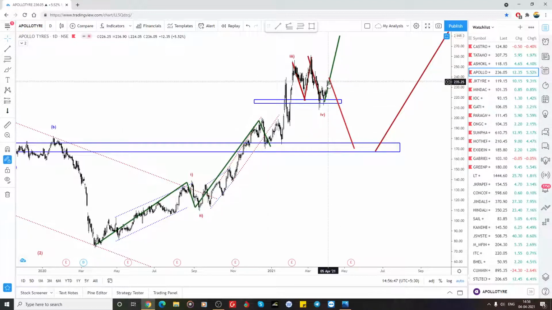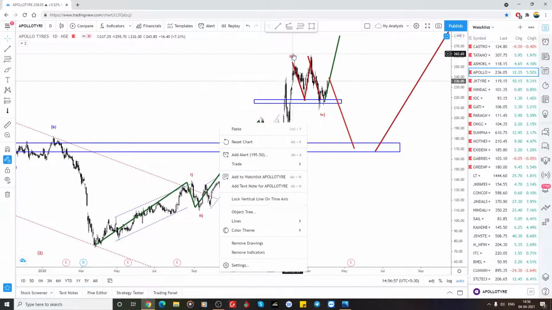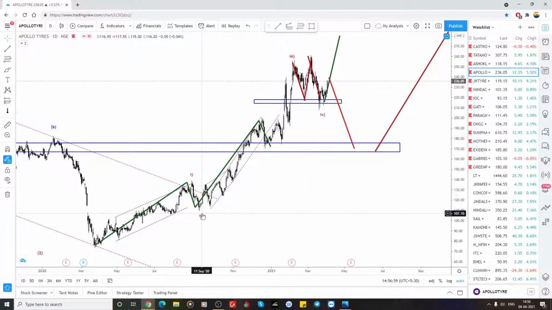So in any condition, if it breaks, that will be considered a fifth wave. And if it doesn't break and comes down, then we have to consider this as 1, 2, 3, 4, and 5 completed. So the five-wave structure is completed. Here it's a leading diagonal, 1, 2, 3, 4, 5. So 1, 2, here is a 3, and 4 has been completed, and the fifth wave has also been completed.